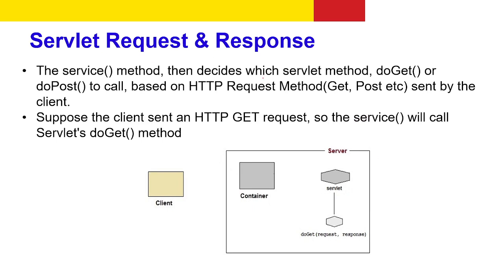Once that is done, the service method decides which servlet method, doGet or doPost, to call based on the HTTP request method sent by the client. The service method passes the request and response objects as arguments, and from there it invokes doGet or doPost. Suppose the client sent an HTTP get request, so the service will call the servlet's doGet method. You can see the doGet method here.